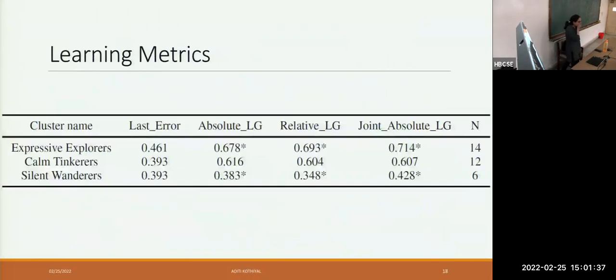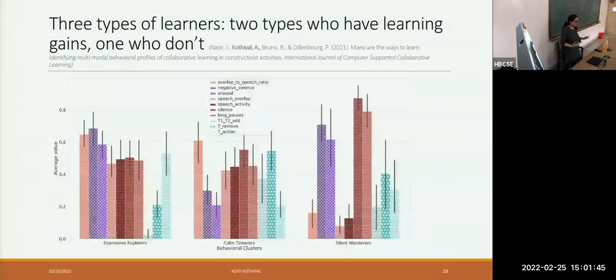So what we have now is 3 sets of learners, 2 types who had learning gains and 1 who did not. We compared the action metrics of these 3 groups using standard statistical approaches, like Kruskal-Wallis tests, and then identified what the differences between these 3 are.